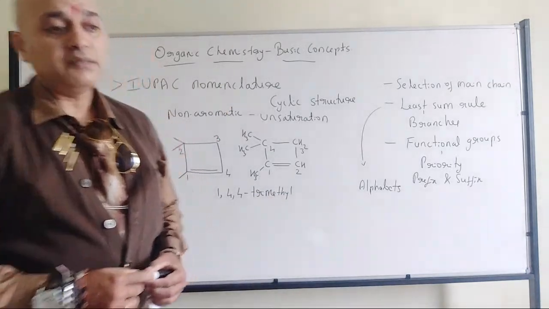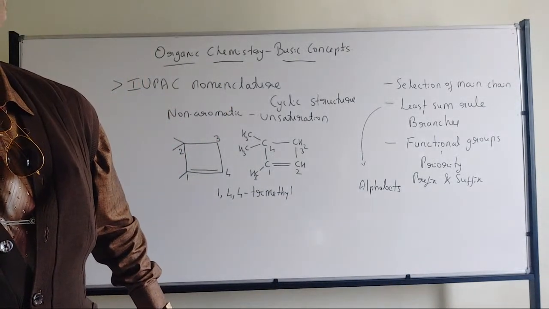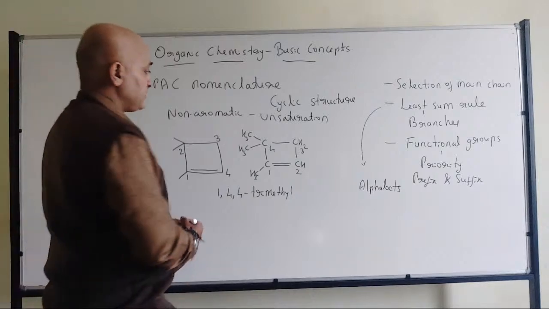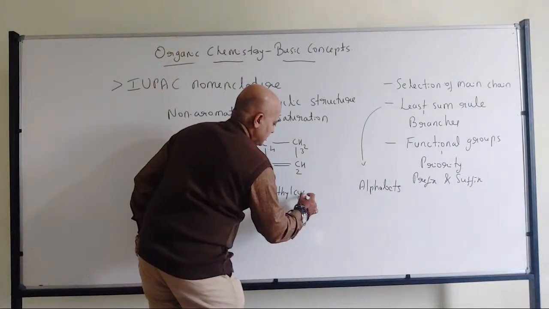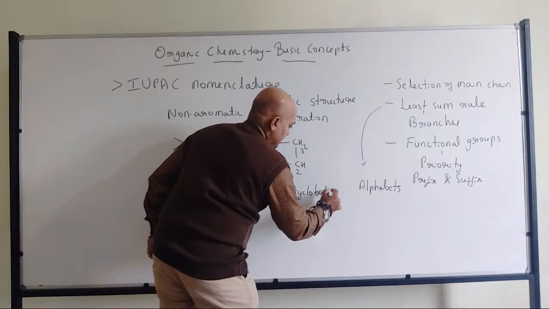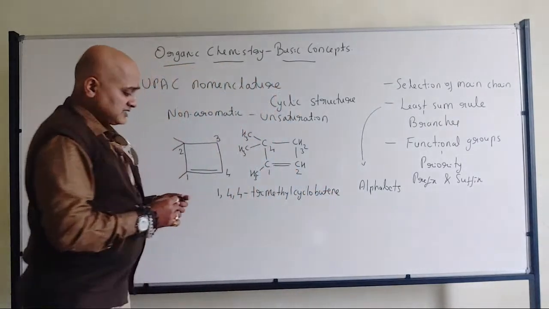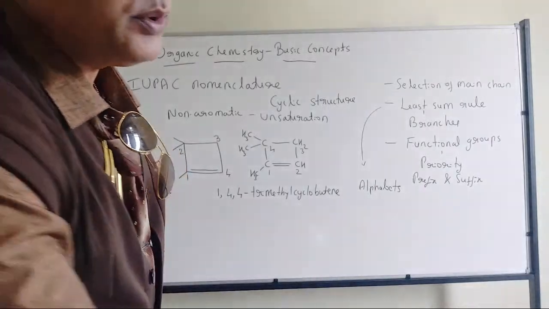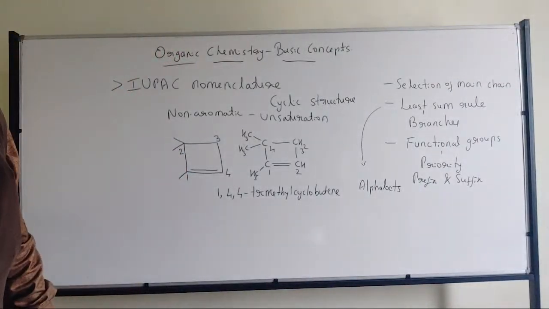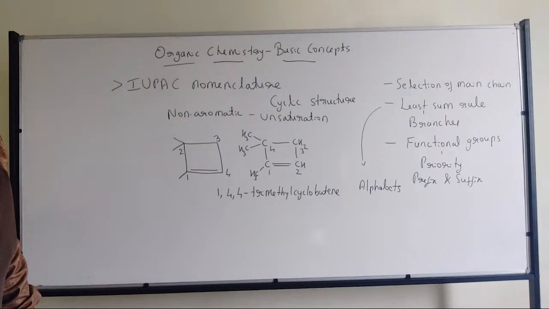Then, what is the parental molecule? Cyclobutene. Trimethyl cyclobutene. It will be written as butene, cyclobutene. All of you have understood? All of you have understood? Any doubts? Okay? Fine.